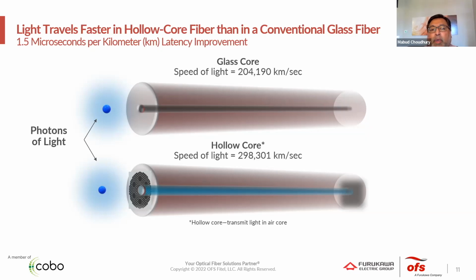So the hollow core fiber is basically designed so that the transmission guide is through an air core as opposed to a glass core like regular single mode or multi-mode fiber. And essentially, because light travels faster in air than through glass, you get a significant latency advantage. It's specifically 1.54 microseconds per kilometer of fiber. So there are some real challenges in this.